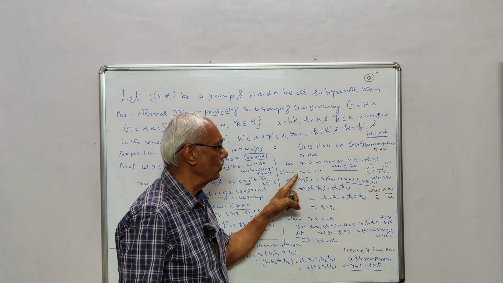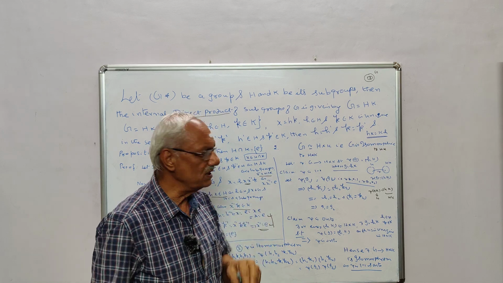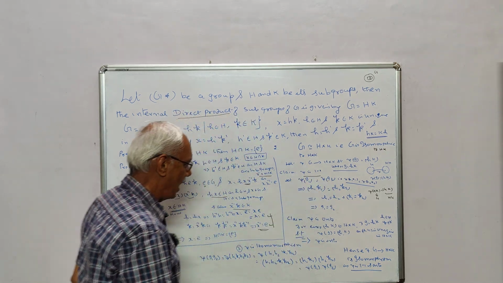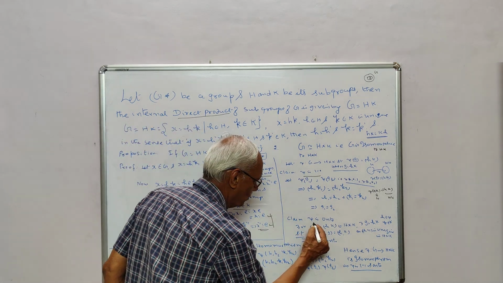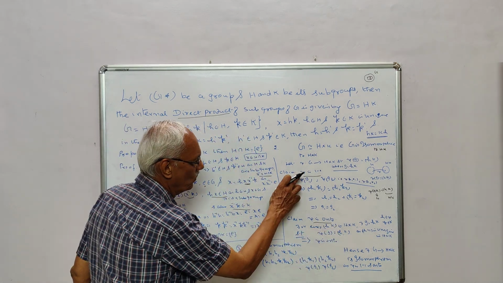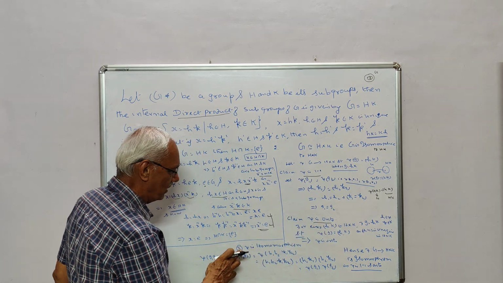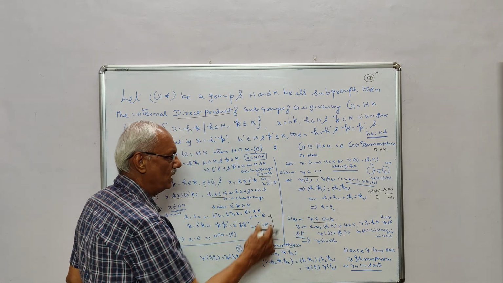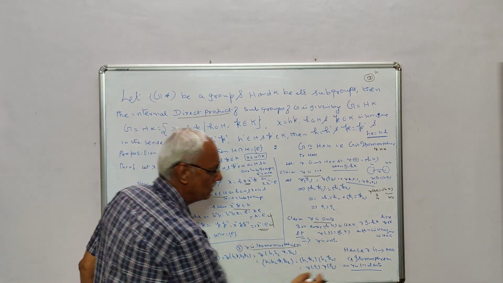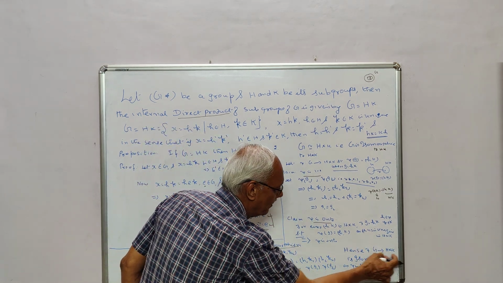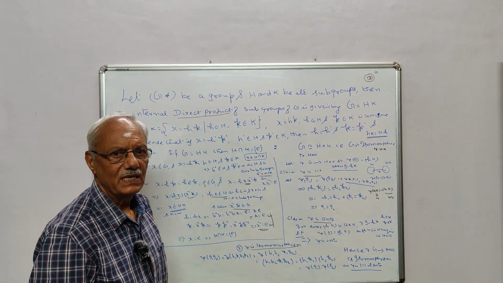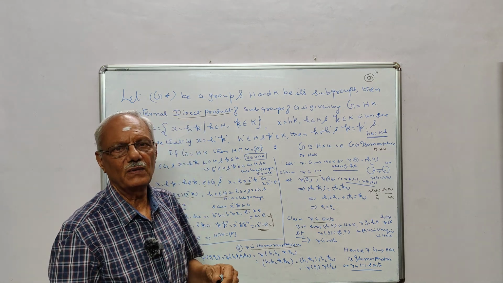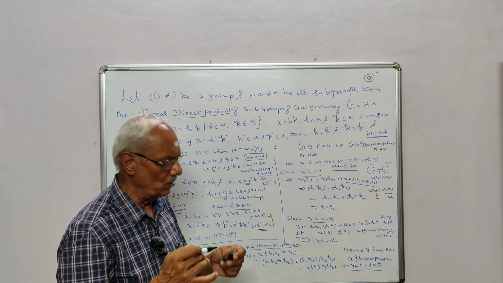Now, let us prove first that xi is 1-1. After that I will prove that xi is onto. When it is 1-1 and onto, and apart from that you have to prove that xi is a homomorphism. So if I can prove all the three, then this xi, the function defined between G and HK, will become an isomorphism. This is what I am going to do.